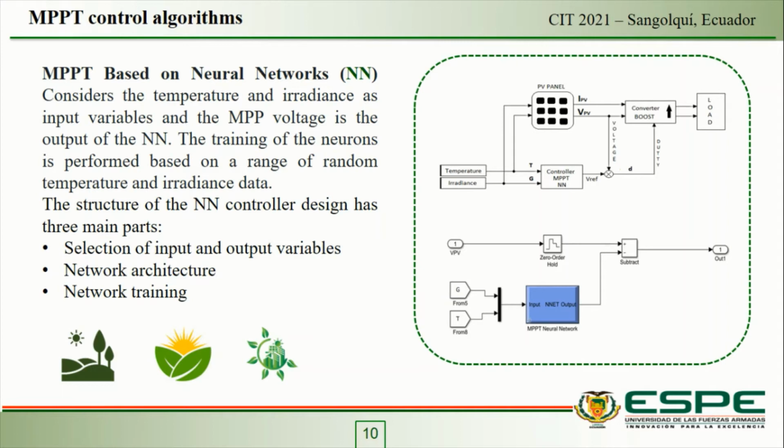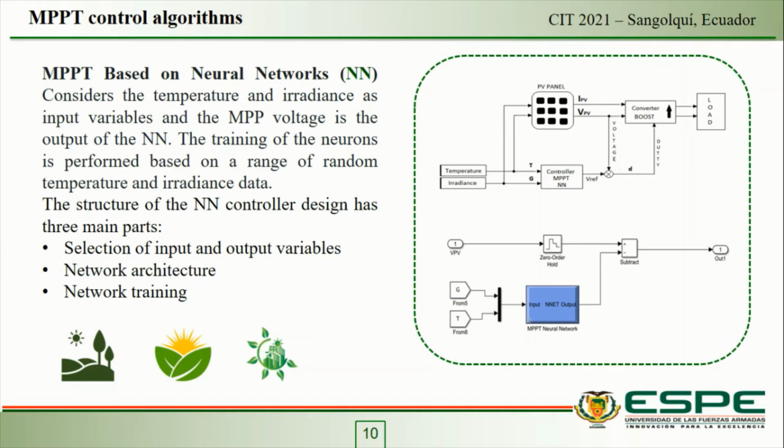Given these inputs, the simulation scheme varies from the previous ones. Network architecture. The neural network consists of two neurons in the input layer, 10 neurons in the hidden layer, and one neuron in the output layer.